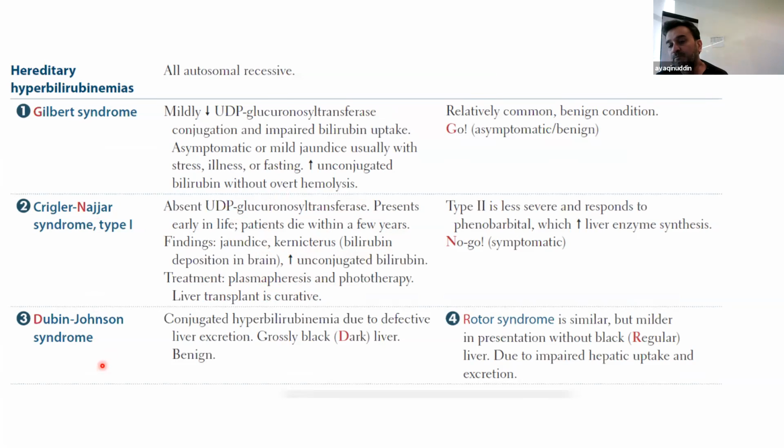Dubin-Johnson syndrome is more of a problem of excretion. So you have conjugation of the bilirubin, but you are unable to excrete it. There is a grossly dark black liver. It's a benign condition. Rotor syndrome is similar, but it is a much milder presentation. You would not find any black liver in Rotor syndrome, due to the impaired hepatic uptake and excretion.